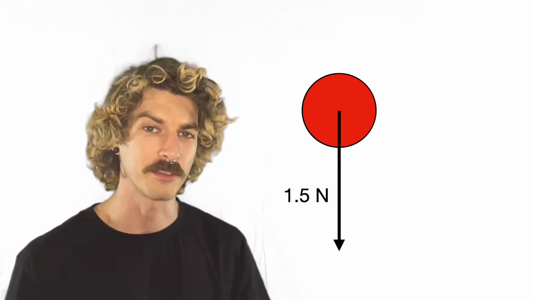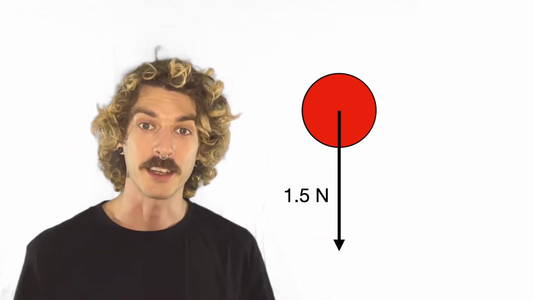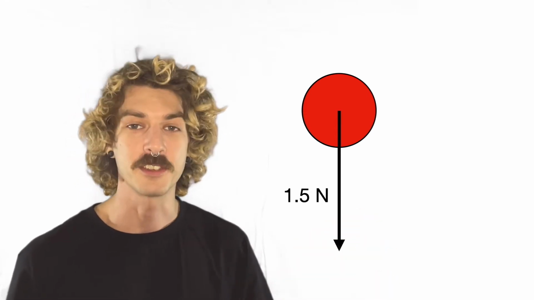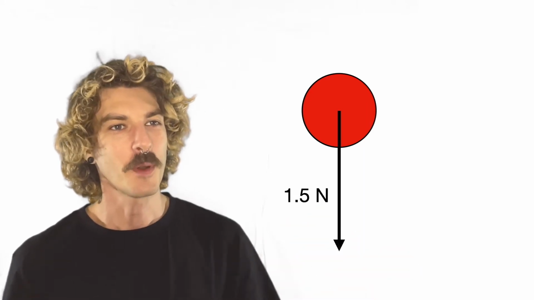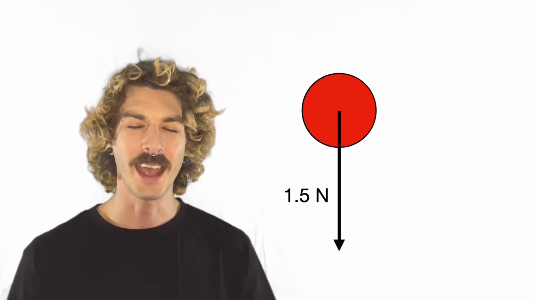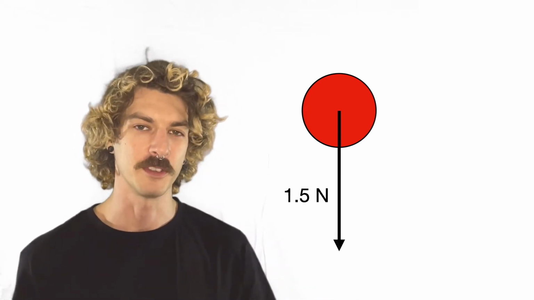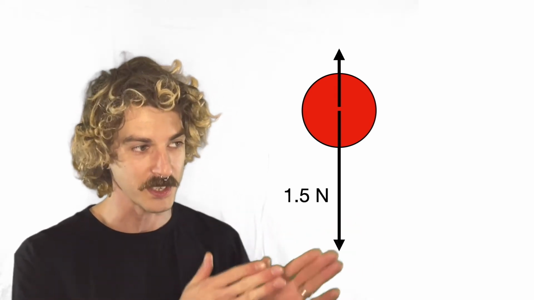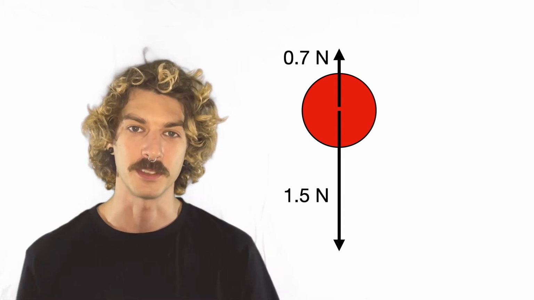And since force is a vector, we can represent it with an arrow. The size of the arrow represents the magnitude of the force, so 1.5 newtons in this case, and the direction of the arrow obviously represents the direction. So we've got that 1.5 newtons of the weight, and there's another force acting on this. We've got air resistance, which will always oppose motion when something's moving through air. So the ball's falling down, so the air resistance is acting upwards, so we can represent it with an arrow like this. Let's say it's got a magnitude of 0.7 newtons.